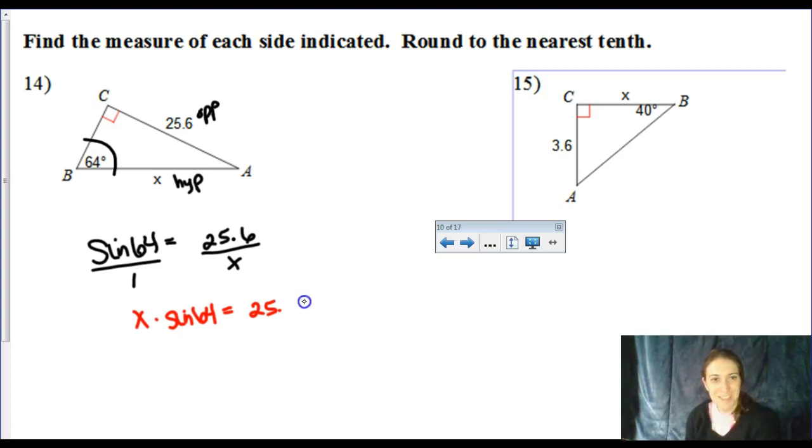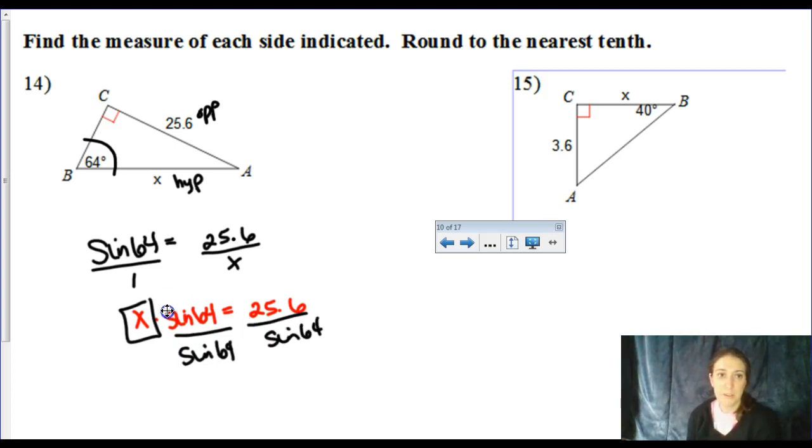Alright, x times sine of 64 equals 25.6, and then in order to solve for x, you would divide by the sine of 64. After solving like 20 of these in a row for homework, you started seeing a relationship: if x is in the denominator, then you take the number divided by the trig number. Whatever makes you happy, guys. We're rounding to the nearest tenth again, and I already solved this, so I'm just going to steal my answer. It's 28.5.